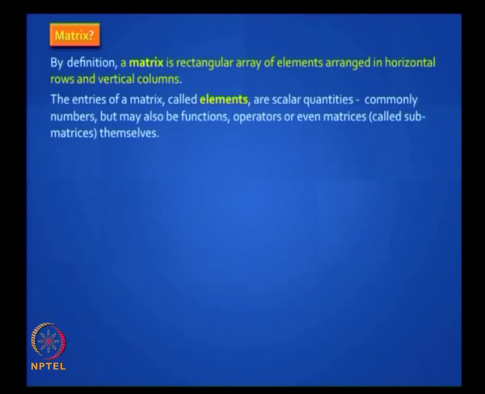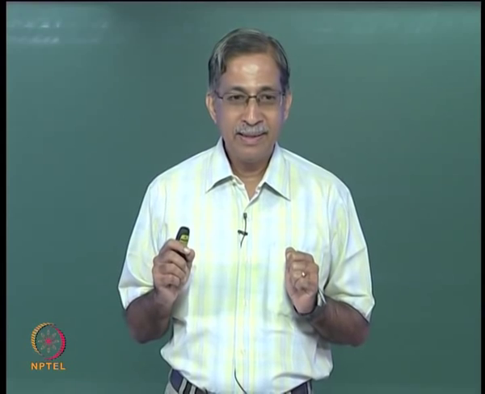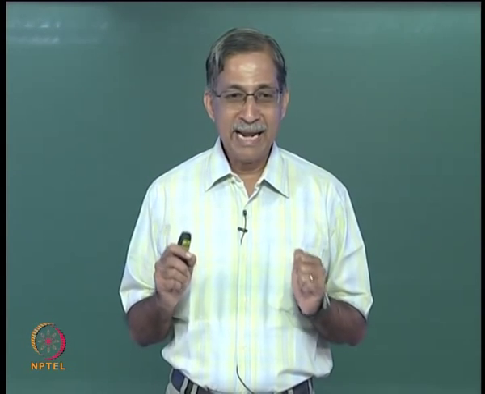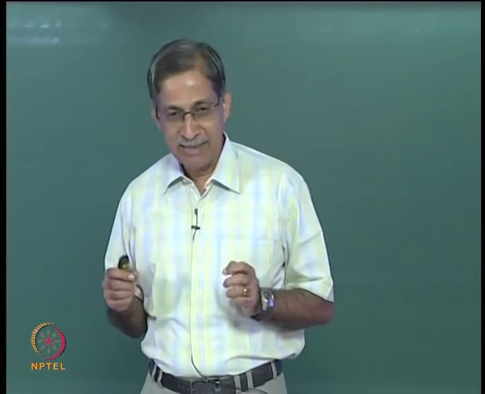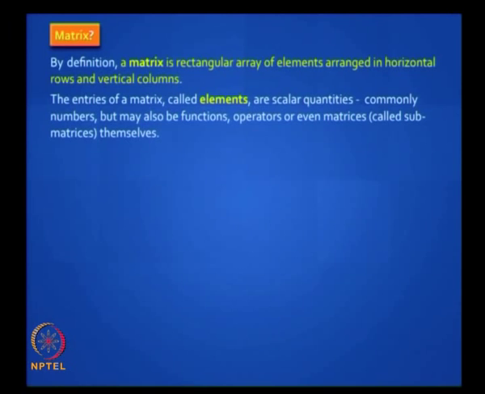Aij, ith row, jth column. So it's a rectangular array. So I wish you had said rectangular. You didn't say it. It's not a circular array. It's a rectangular array. The entries of a matrix are called elements. They are scalar quantities. They are not things. They are commonly numbers, but they can also be functions. They cannot be operators. They can also be matrices, which are called submatrices, and they could be algebraic functions. But they should make sense.